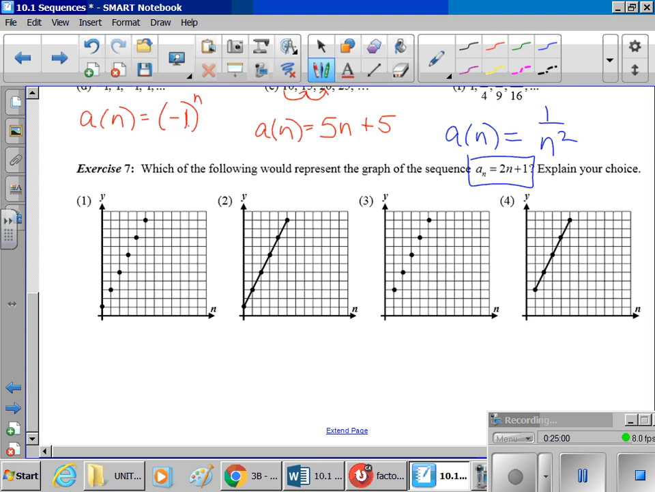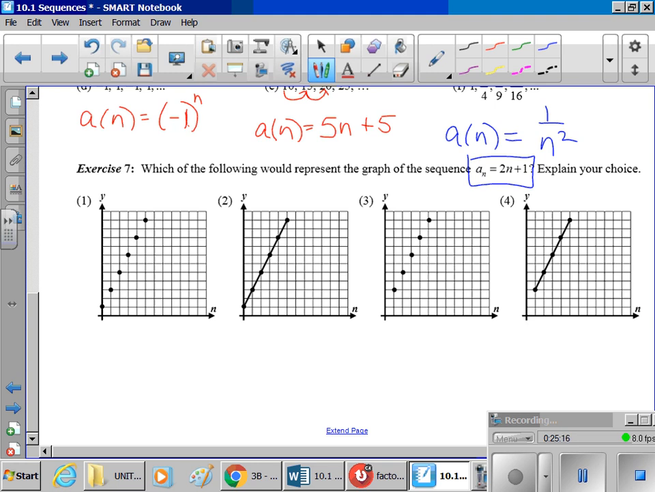So if you remember, a sub n equals 2n plus 1. So you're looking at this, because I know you're looking at this saying, this is linear. This models a linear function, 2n plus 1, mx plus b. And then you look at all your answer choices and you're like, dang, they all look linear.